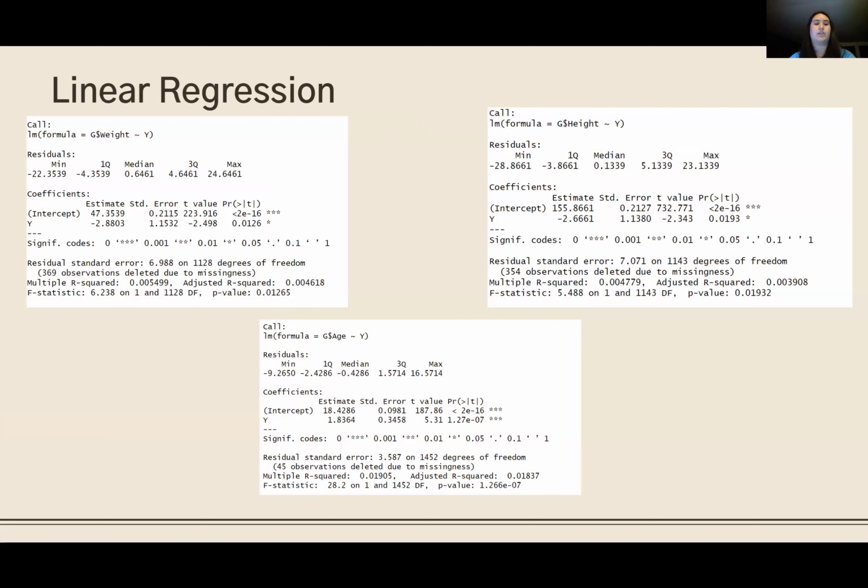I next did a linear regression, and comparing the residuals and also the coefficients, and also again the p-values, we can see again that they are significantly different. And the top left one was for the weight, the top right one was for the height, and the bottom one is for the age.